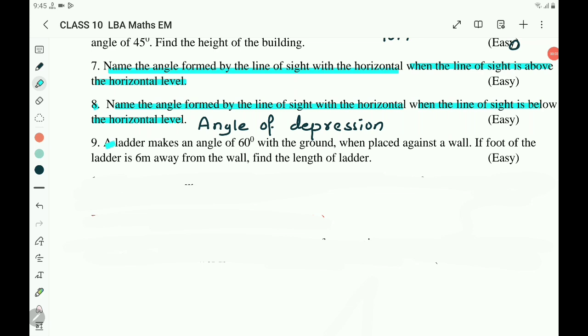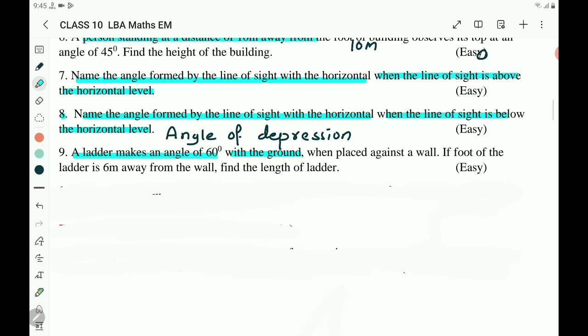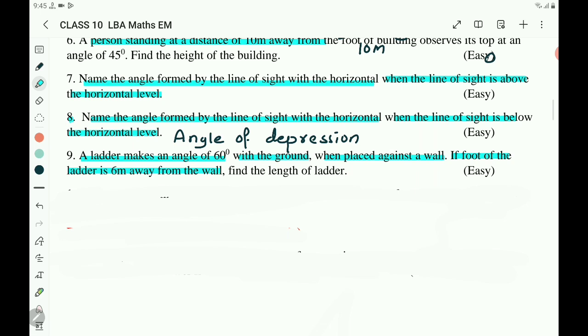The 9th question. A ladder makes an angle of 60 degree with the ground when placed against a wall. If foot of the ladder is 6 meters away from the wall, find the length of the ladder. Here consider it is a wall and it is a ladder. It is the distance between the foot of the ladder and the wall. Then consider AB is the height of the wall and AC is the length of the ladder.